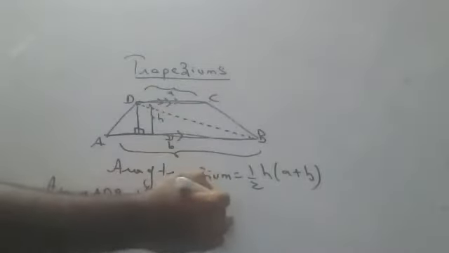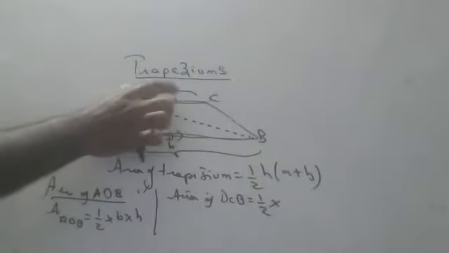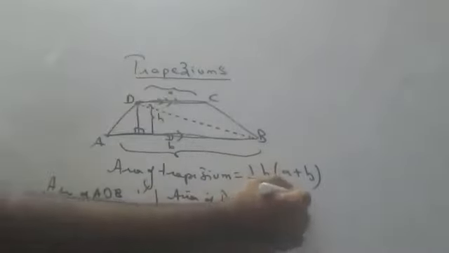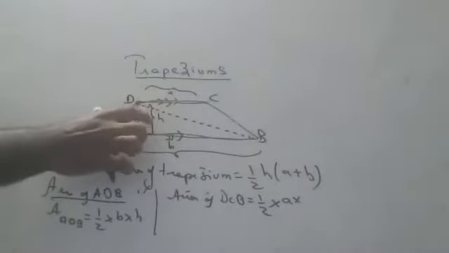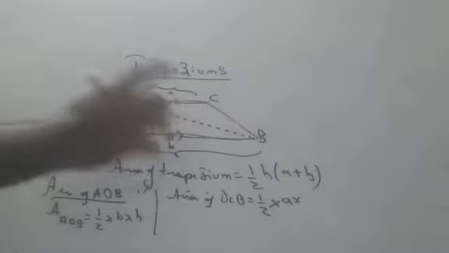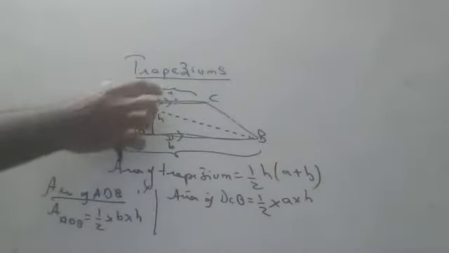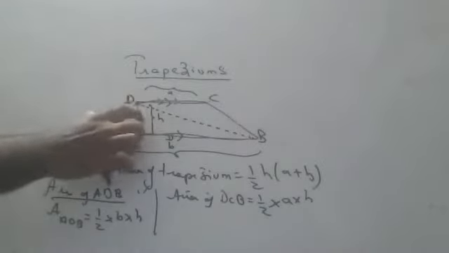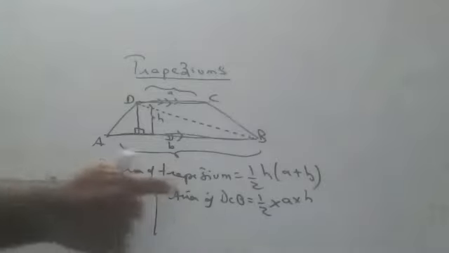Area of DCB also is half into base, which is a, into height. Height means the distance between these two sides. If this is h, the distance between these also is h only. It won't change. Whether for this triangle it is h, for this triangle also it is h. No problem with that. Now add these.